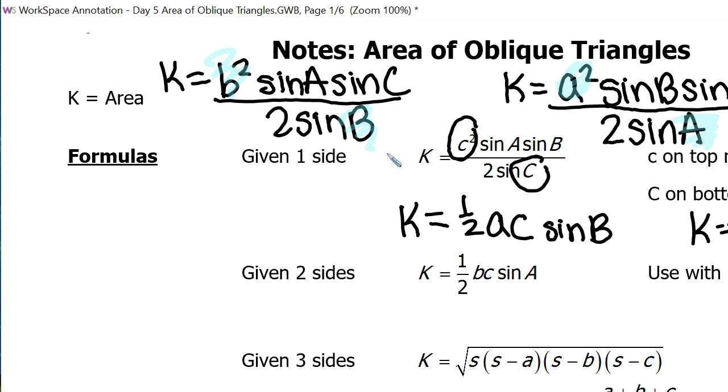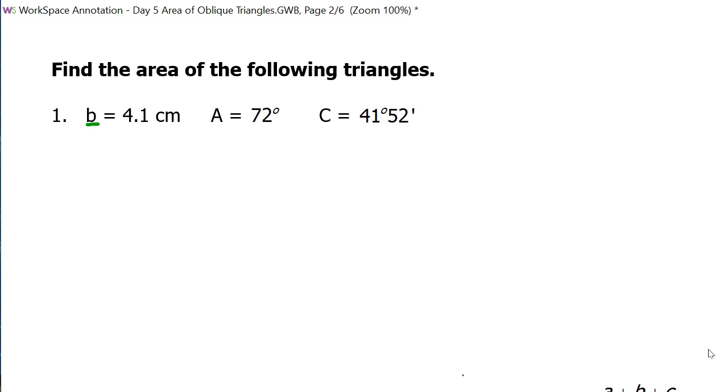And then the last formula is if you are given all three sides of the triangle. Then to calculate the area, you take the square root of this entire product of S times S minus A times S minus B times S minus C. And it tells us here that S stands for the semi-perimeter. What does semi mean? Half. So I take the perimeter, so I add up all three sides, A, B, and C, and I cut it in half to get the semi-perimeter. So those are the three formulas, and you do not have to memorize them. So let's use those by looking at problem number 1.